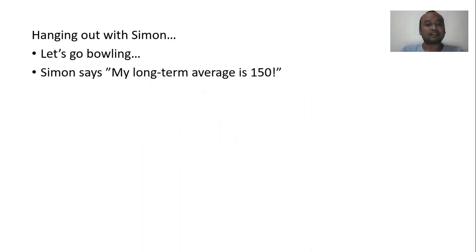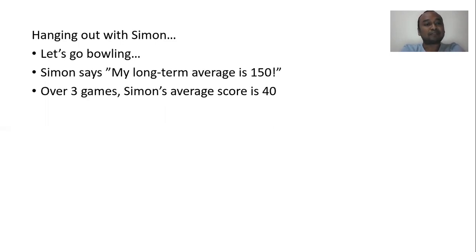All right. Let's say you are hanging out with Simon, your best friend, and you go bowling with him at the nearest mall. Simon says that his long-term average is 150. For your information, a score of 150 is really hard to achieve for a beginner or novice player. During the games with Simon, you notice that over 3 games, Simon's average score is 40.